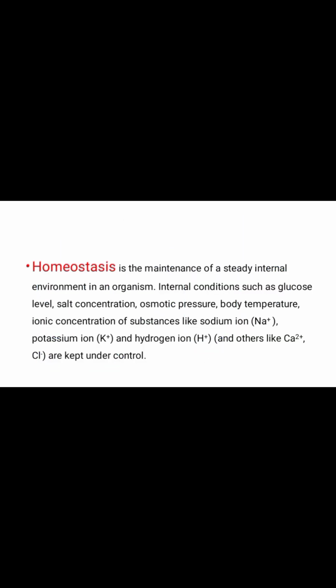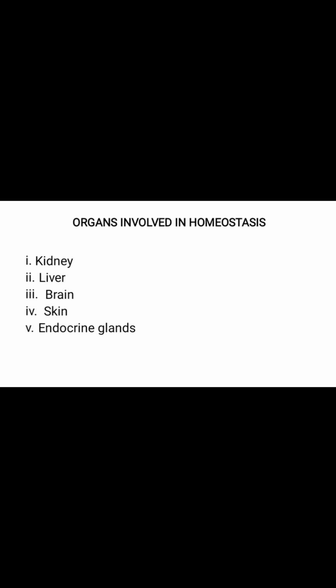So those internal conditions that need to be regulated include the glucose level, the salt concentration, osmotic pressure, the body temperature, and the concentration of different ions like sodium, potassium, hydrogen, and so on. All need to be regulated for an organism to be able to survive in its environment. And like I said earlier, for this homeostatic process to be carried out, you have organs in the body responsible for that. Those organs include the kidney, liver, brain, skin, and endocrine glands.